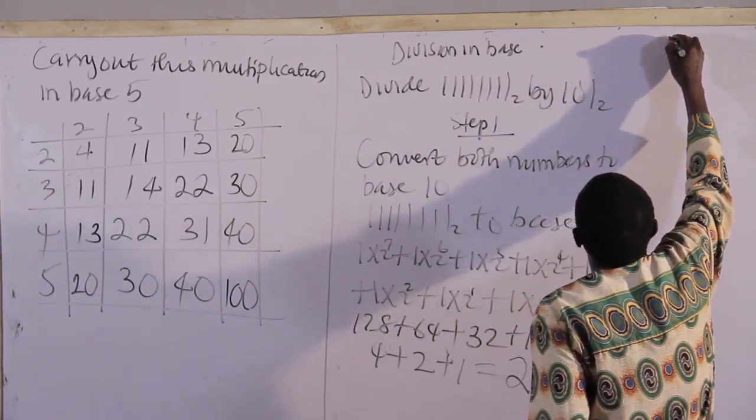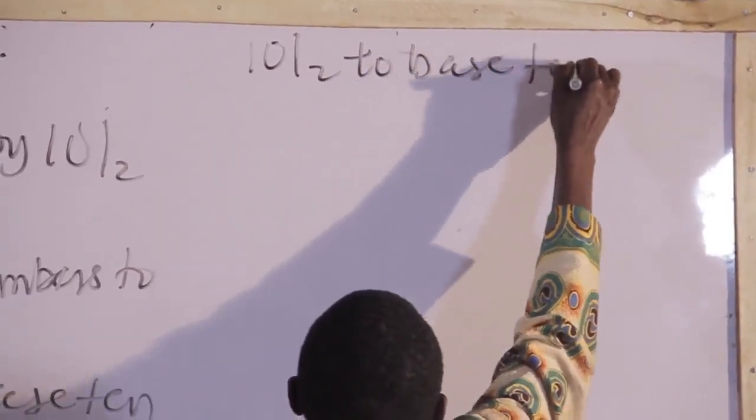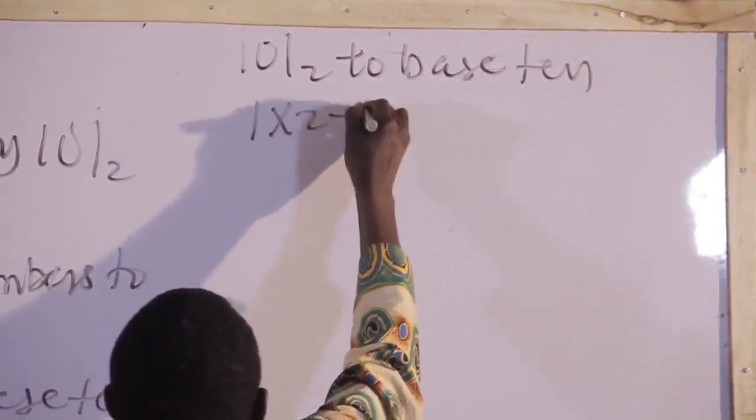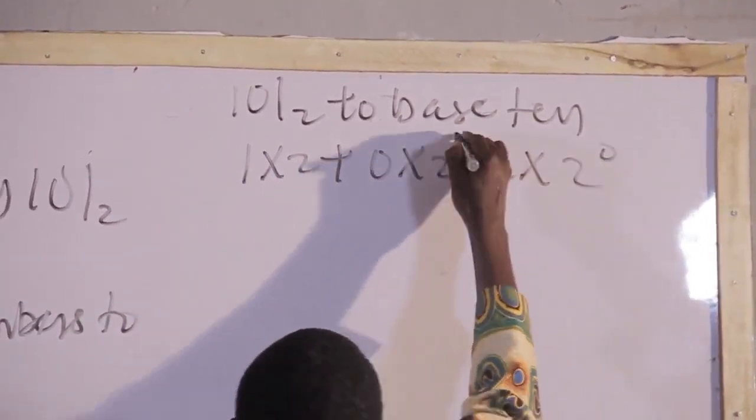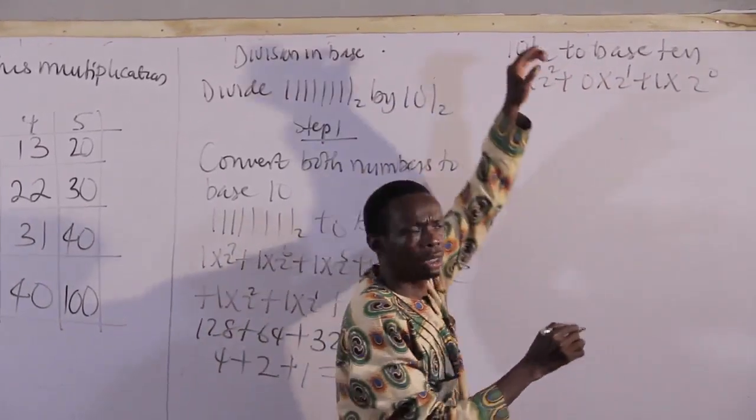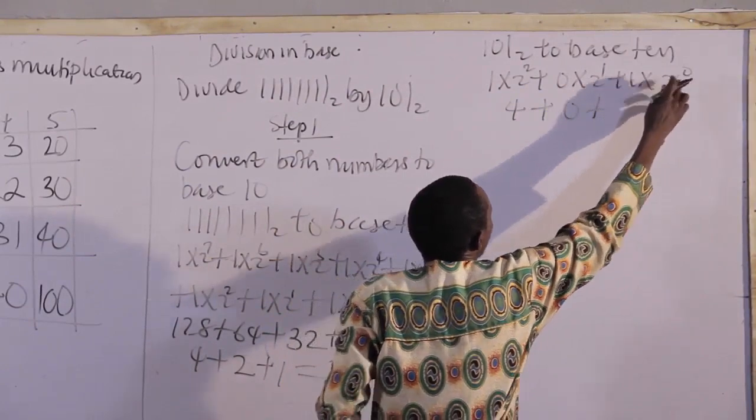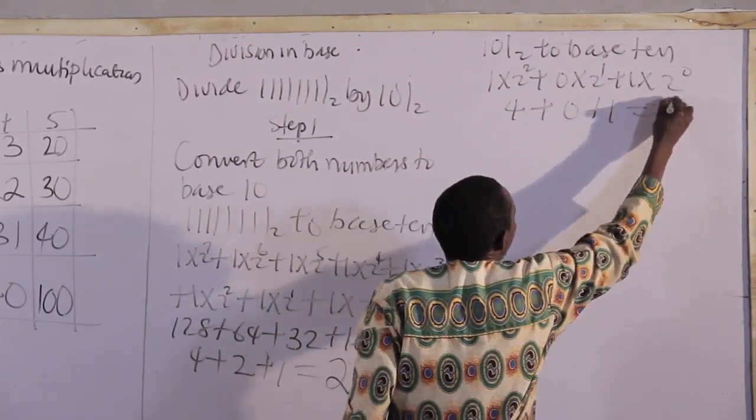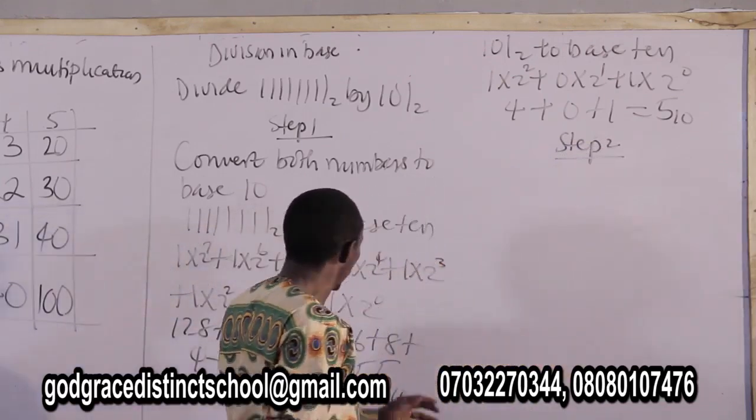I also want to convert 101 base 2 to base 10. 1 times 2 plus 0 times 2 plus 1 times 2, with power 0, power 1, power 2. 2 raised to power 2 is 4. 0 times this number is 0. Any number raised to power 0 is 1. 1 times 1 is 1. That gives 5 base 10. I have succeeded in converting both numbers to base 10. The first one is 255.